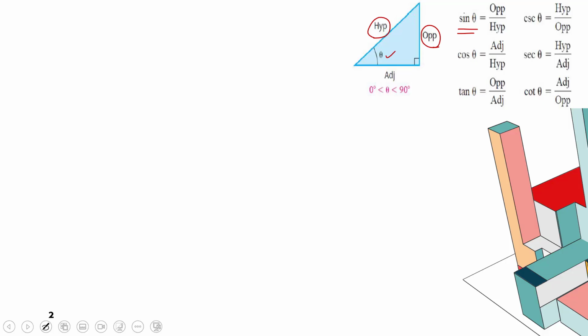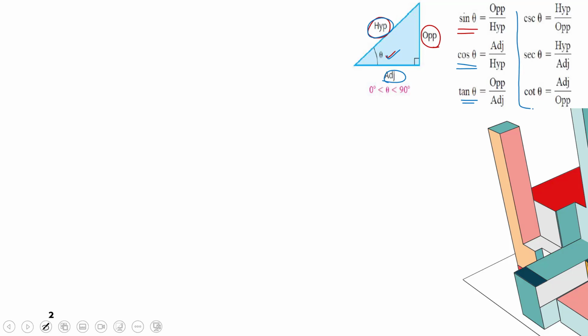Cosine theta is the adjacent of the angle theta over the hypotenuse, right? Tan theta is just sine over cosine. So when you divide sine by cosine, you will cancel out the hypotenuse with the hypotenuse, so you end up with opposite over the adjacent. Don't worry, everything is there in the formula sheet.